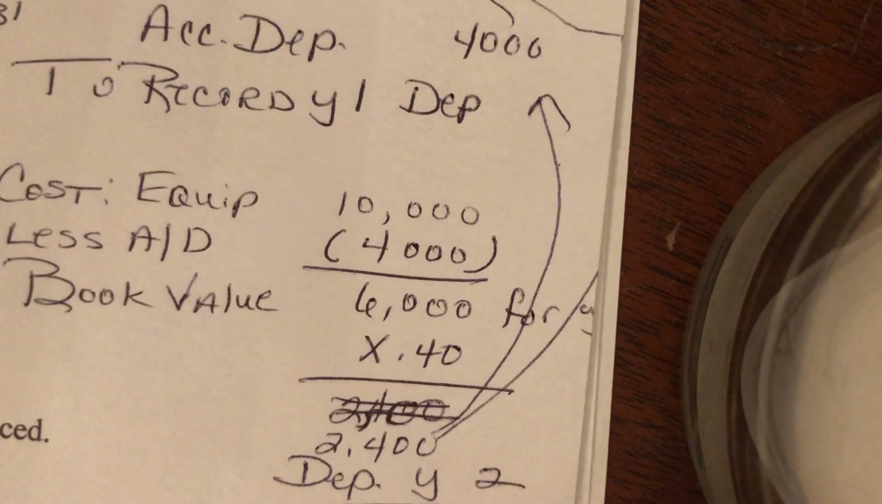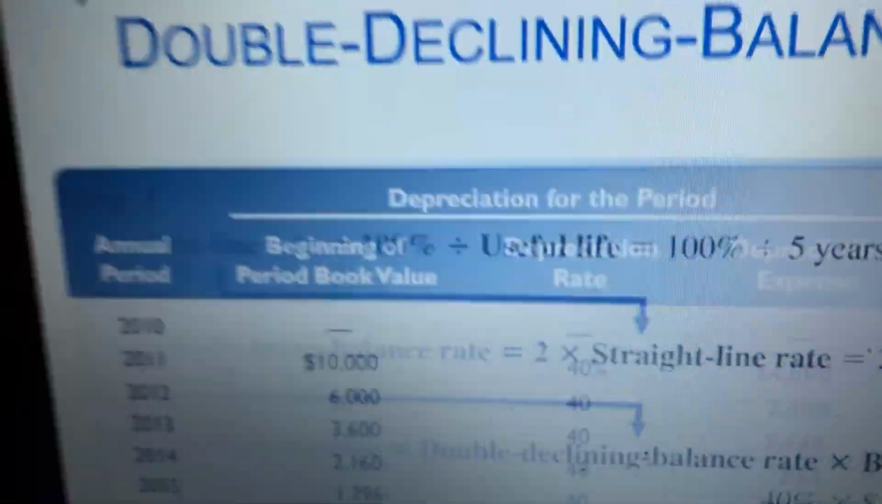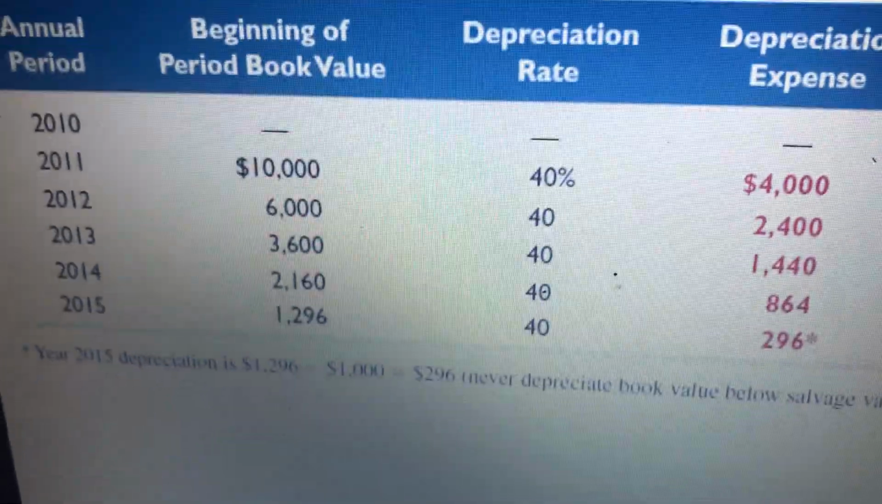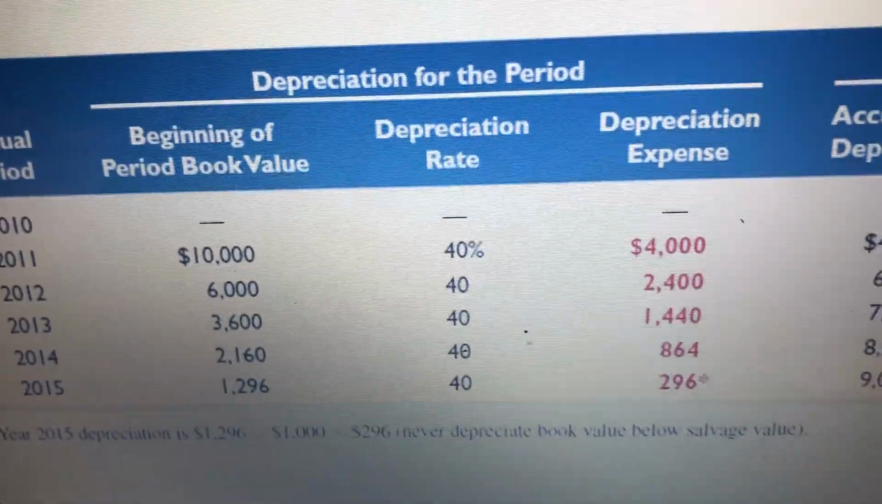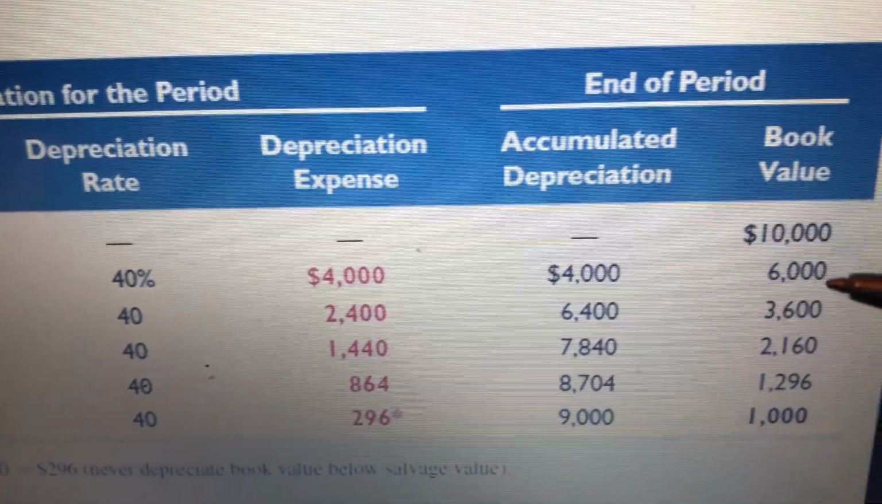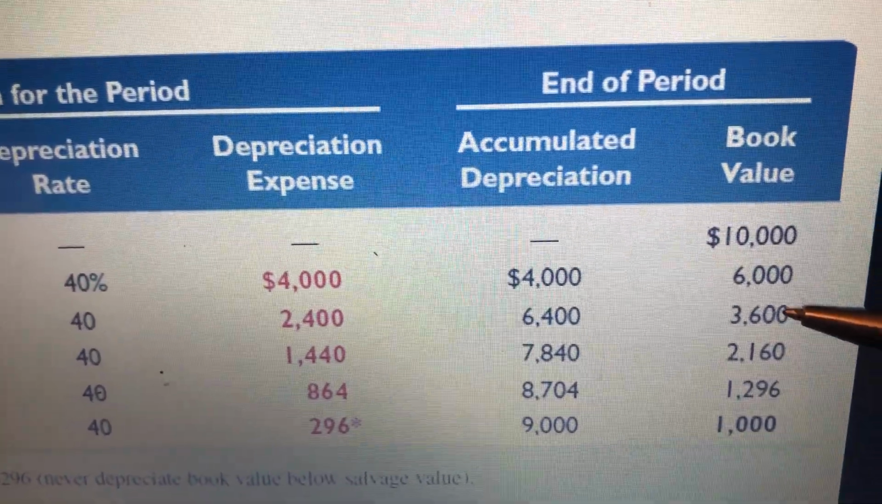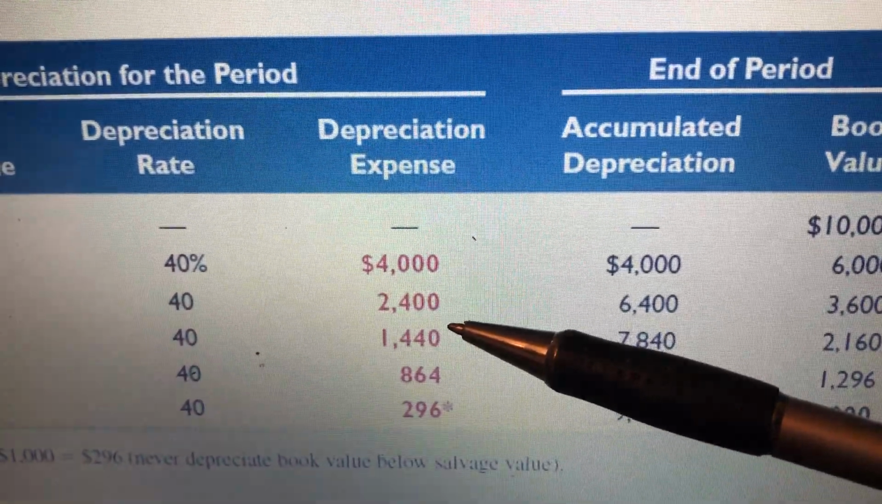Now, we're not going to go past year 2 really, but I do want to show you. Again, this is in your PowerPoints. And I do want to show you how the book value changes. Here's your book value for year 2, like I told you, times your 40% gives you the 2,400.